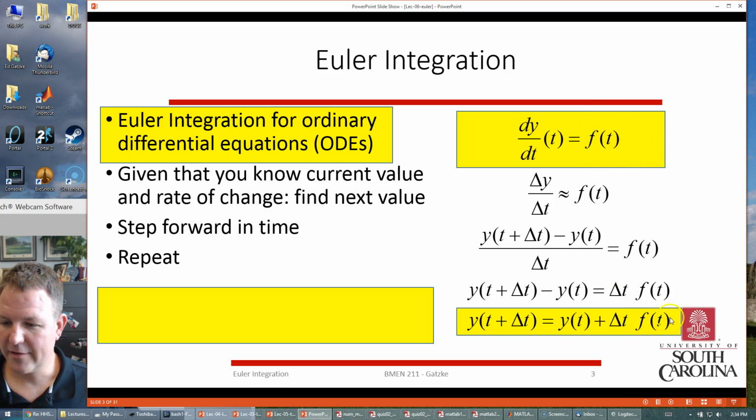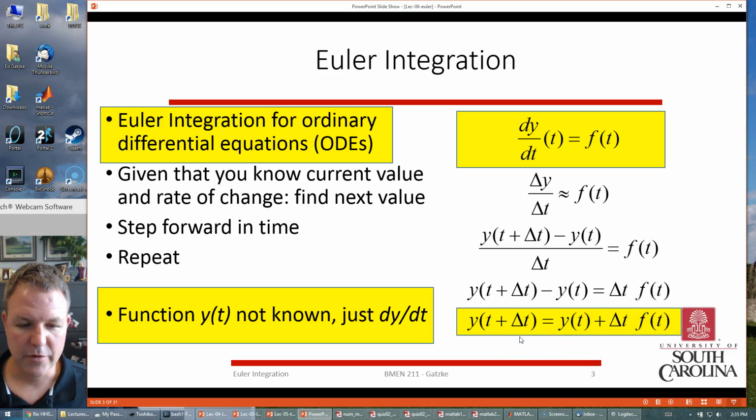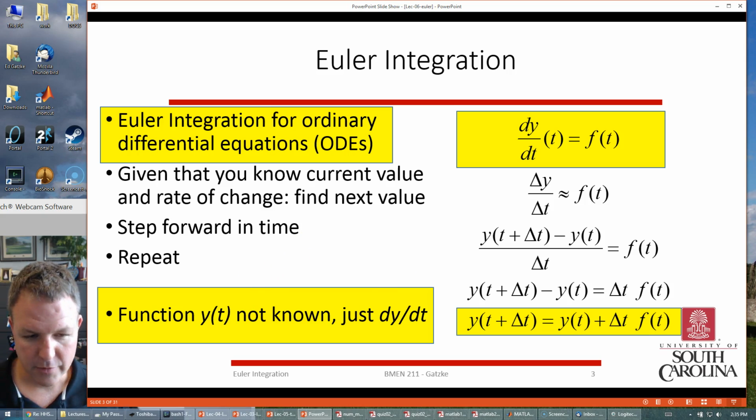So if we know the right-hand side, and we know where y is right now when we start out, we know what delta t is, and we know what the right-hand side of the differential equation is, we can solve for the next value of this differential equation at t plus delta t. So we're trying to find values of y. We're not just trying to find dy/dt, we're trying to find y of t, which is not known. So we're trying to find a bunch of values for y of t.